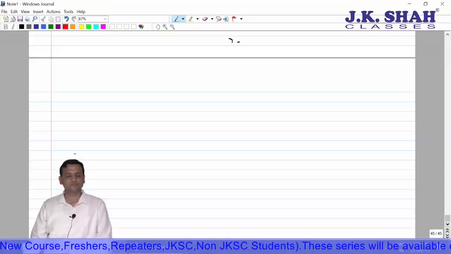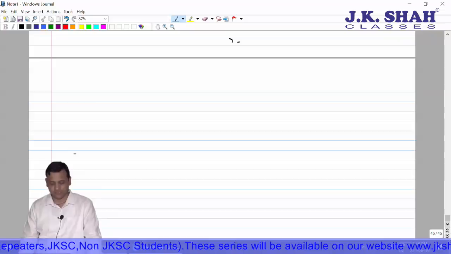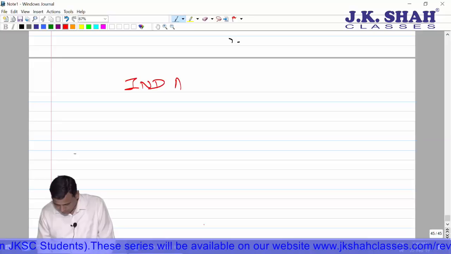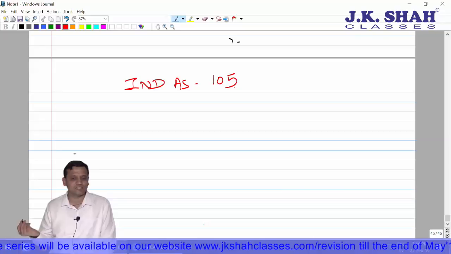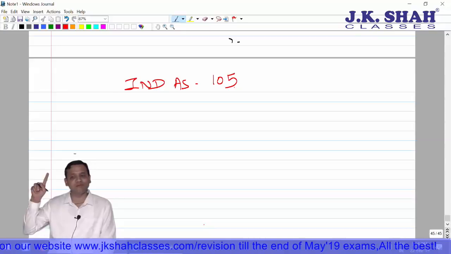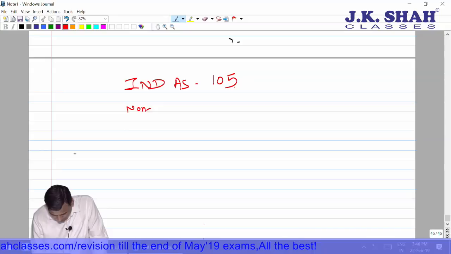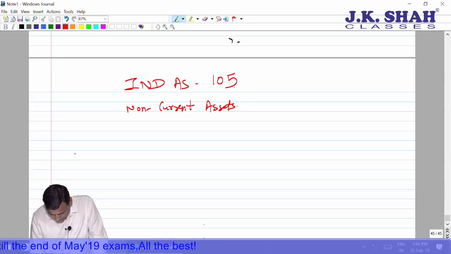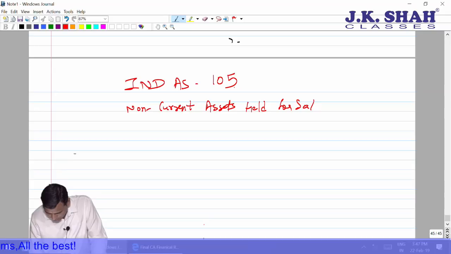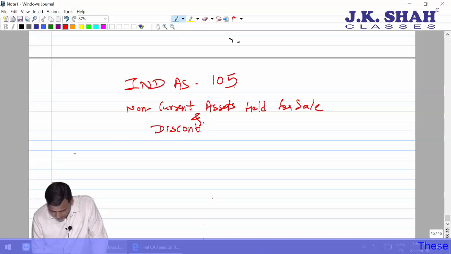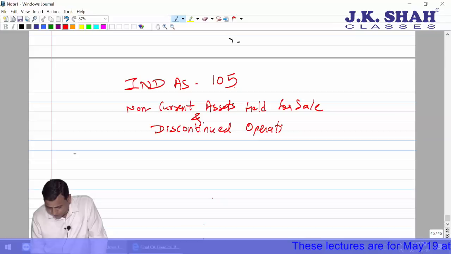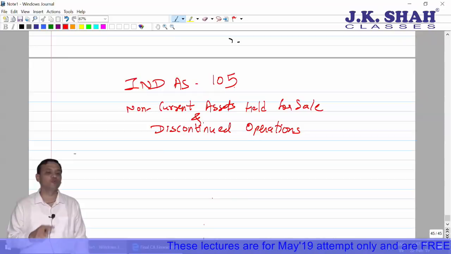So let's complete the last Ind AS for today, that is Ind AS 105. The corresponding standard will be in IFRS, the number will be IFRS 5. Non-current assets held for sale and discontinued operations. Somewhat different. I think most of the time you would have come across AS 24, discontinuing operations. This is discontinued operations.